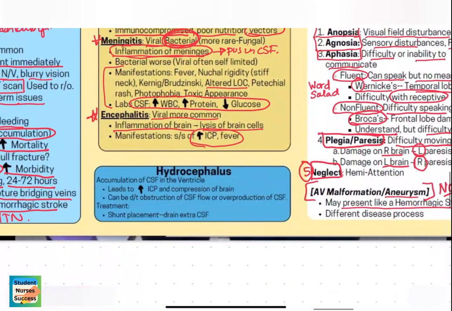Our last is hydrocephalus. Very briefly, hydrocephalus can be either congenital or you can develop it after maybe an infection. Maybe after meningitis, you could be left with the development of hydrocephalus, which is really just accumulation of cerebrospinal fluid in the ventricles of the brain, and it leads to increase in intracranial pressure and compression of the brain. So patients will have all those signs and symptoms of increased ICP. It can be either obstruction of cerebrospinal fluid flow or an overproduction of cerebrospinal fluid.